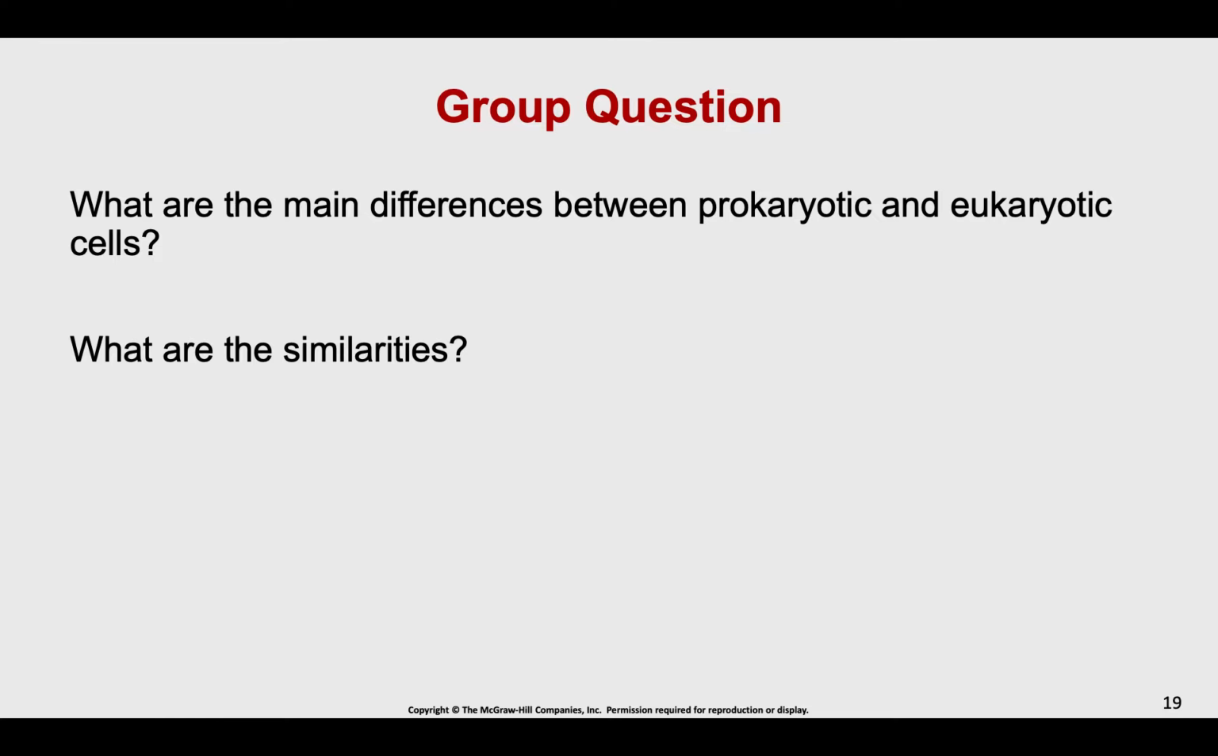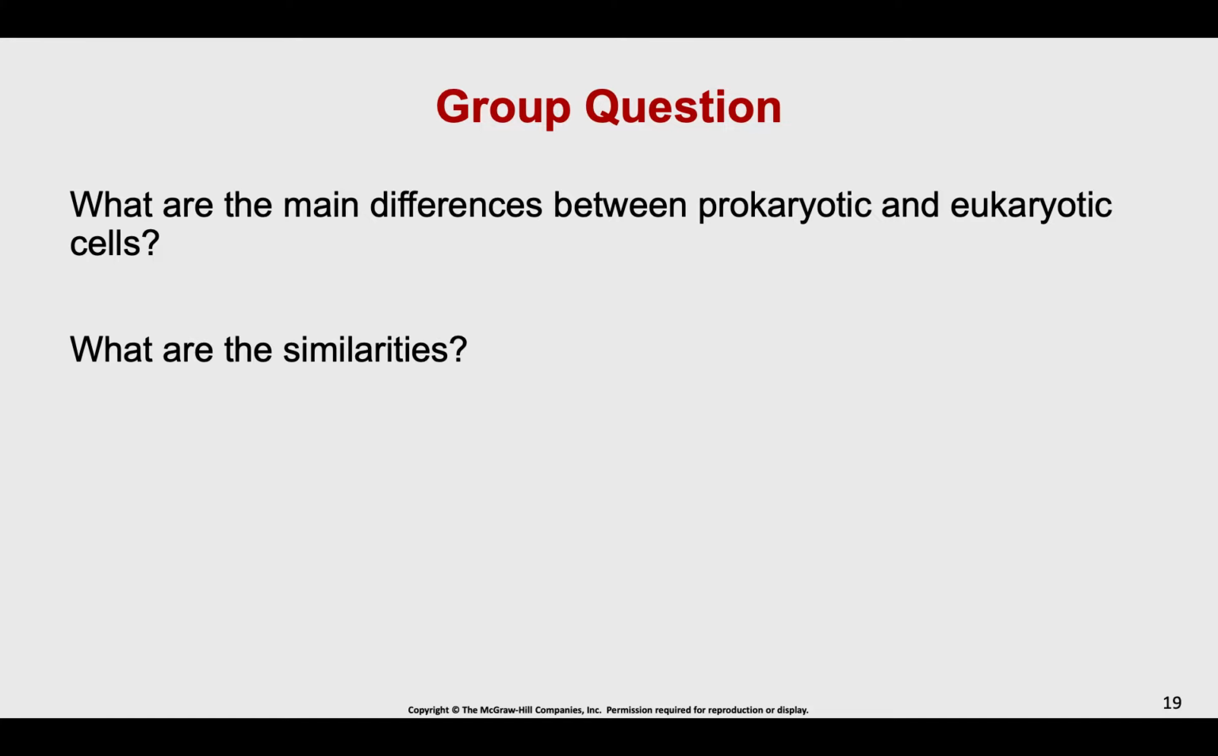All right, let's come back together and discuss here. Who could tell me what one of the main differences is between prokaryotic and eukaryotic cells? The nucleus isn't found in prokaryotic cells, it's more floating around in the cytoplasm as compared to eukaryotic cells. Yeah, a nucleus versus a nucleoid region, definitely.